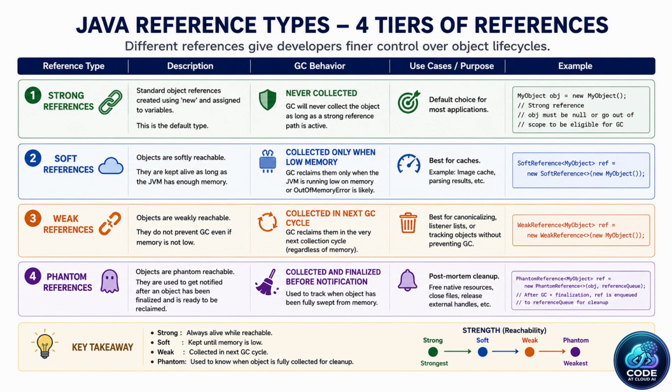caches. Third, weak references. The GC reclaims these during the very next collection cycle regardless of memory availability. And fourth, phantom references, which are used strictly to track when an object has been fully swept from memory, so you can execute post-mortem cleanup safely.